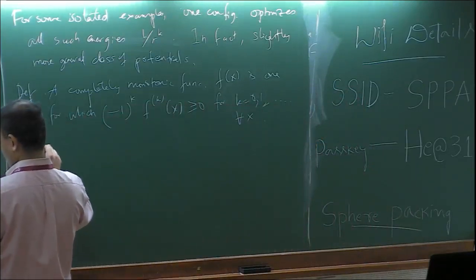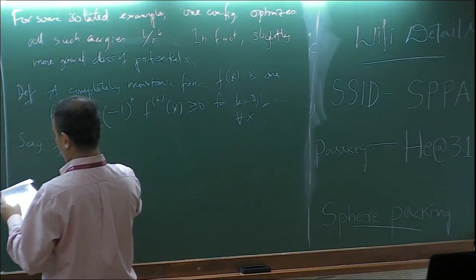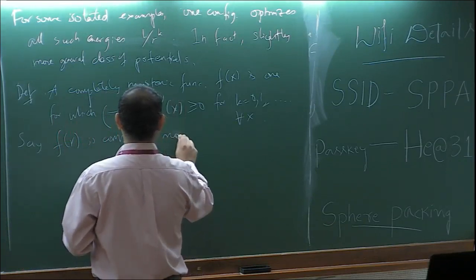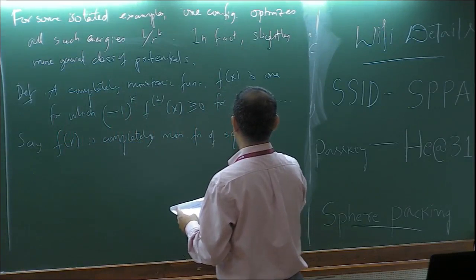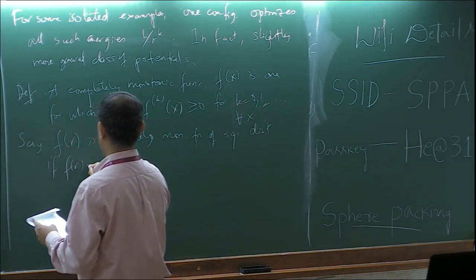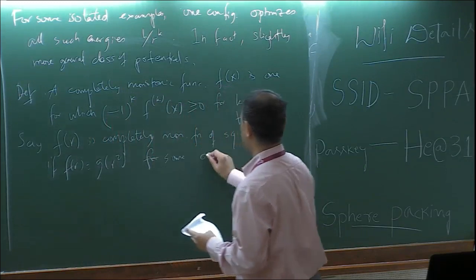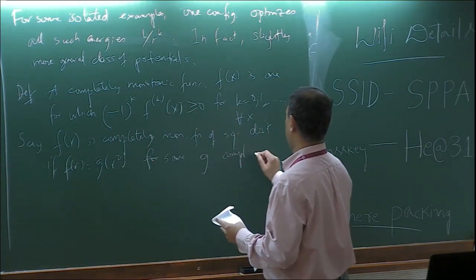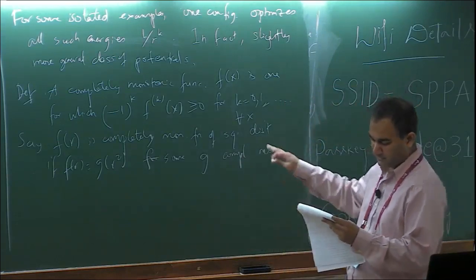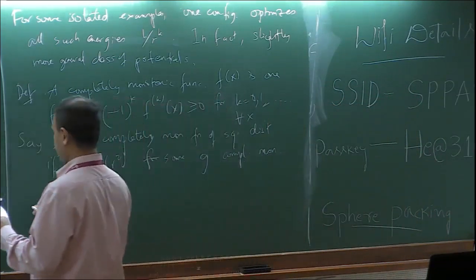So you say that f of r is a completely monotonic function of squared distance if f of r is g of r squared for some g which is completely monotonic. Okay. So these are the functions that we'll try to optimize, namely completely monotonic functions of squared distance.